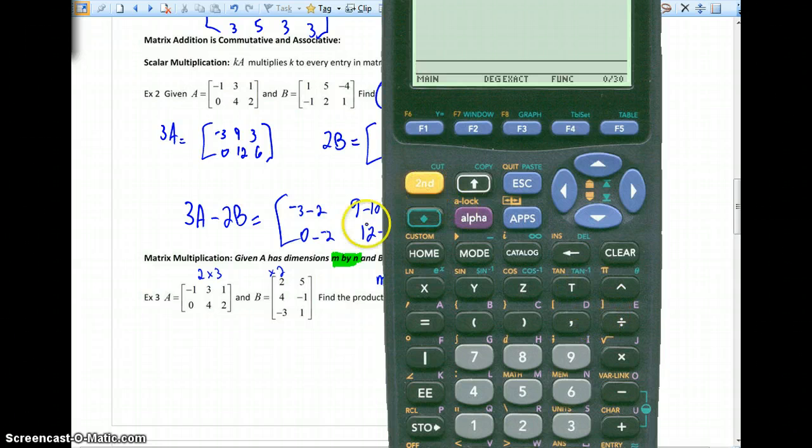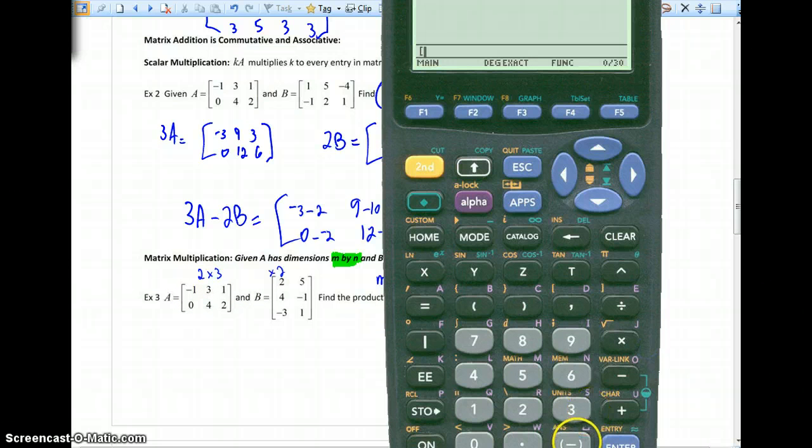So what I'm going to do is enter in matrix A first. I'll hit second, bracket. Now you can see reading left to right, we'll have negative 1, 3, and 1. So I'm going to type in negative 1, comma, the comma is right above a 9, 3, comma, 1. But now we're done with this row. How do we proceed? How do we go to the next row? Well, we're going to use this little semicolon. Right above 9, we have the semicolon, and we'll hit second right here.